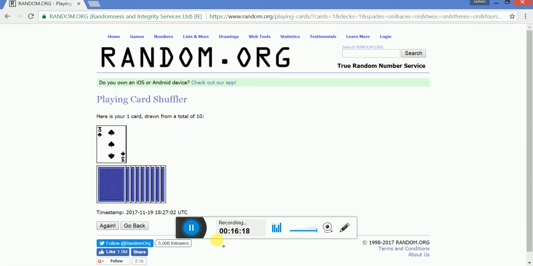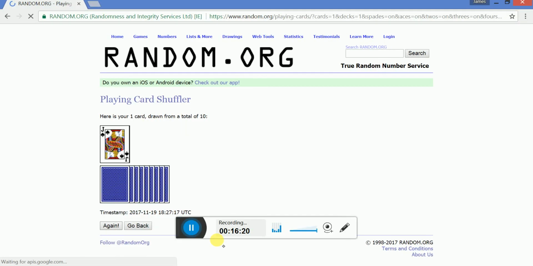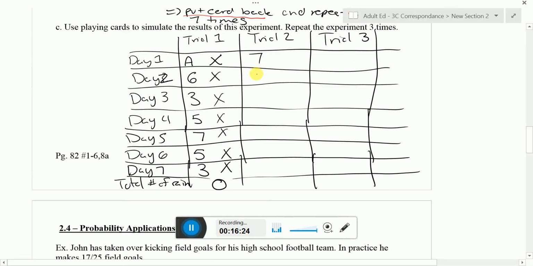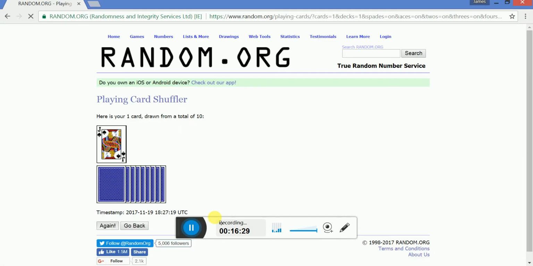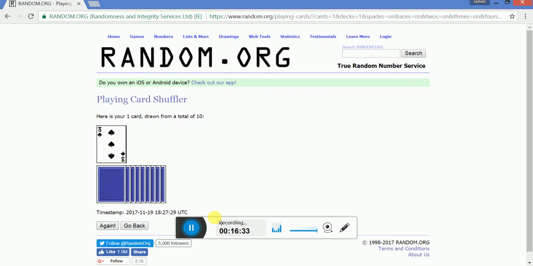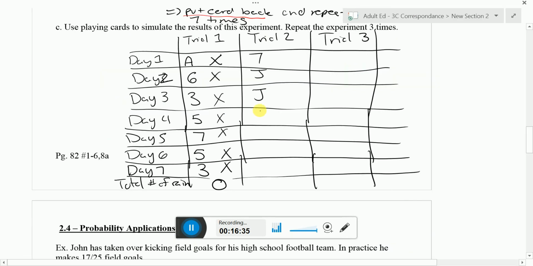Now we need to do it again. So we get 7, Jack, Jack, 6, 2, 3, ace. Again, the face cards are rain, so no, yes, yes, no, no, no, no. In this week we had 2 days of rain.